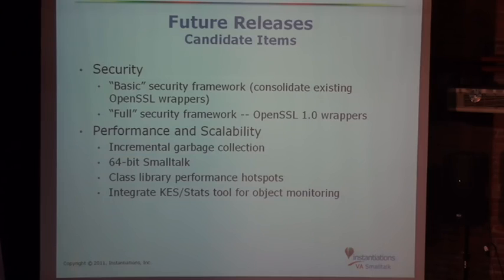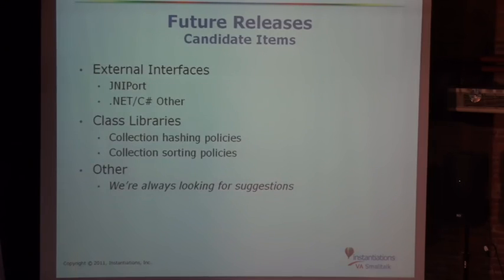We're definitely looking at the VM in terms of 64-bit support and incremental garbage collection, because as images get very large, you don't want to stop the world. Class library performance hotspots, and we have a number of internal tools having to do with looking at memory that we want to bring into the product. We're looking at various external interfaces, particularly to .NET. We're looking at ways to improve our collection hierarchy, both in terms of hashing and sorting, by providing policy-driven hashing and sorting.